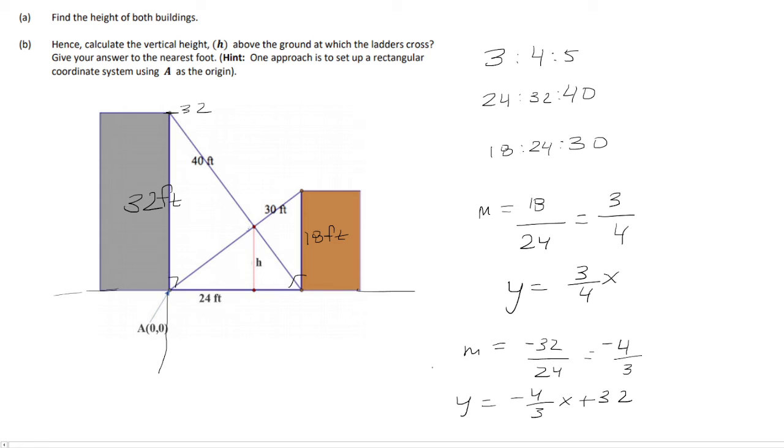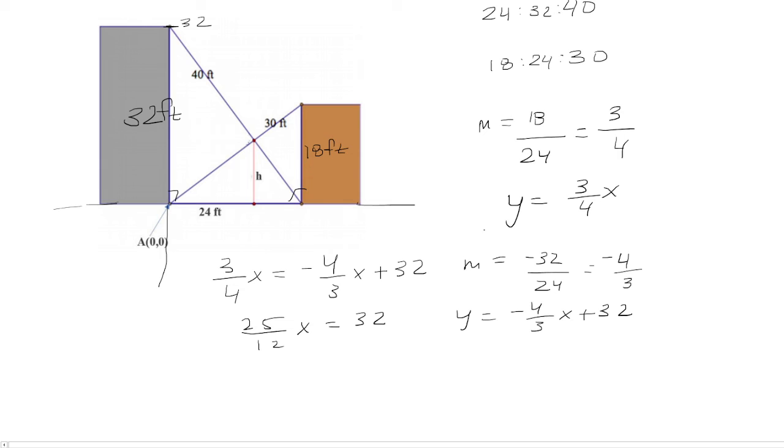Now we're going to set these two equations equal to each other. We have 3/4 x equals -4/3 x plus 32. Let's add 4/3 x to both sides. So that's going to be 25 over 12 x equals 32. And so now we're going to multiply both sides by 12 over 25. We get x over here.